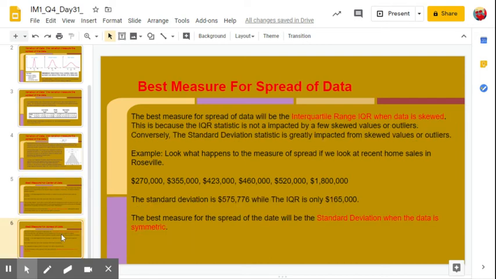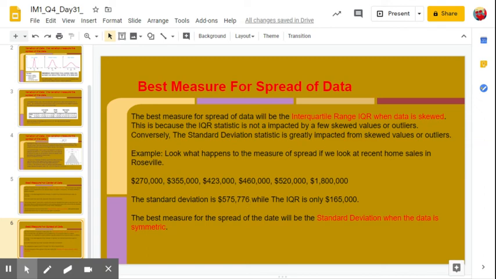All right, so the best measure for the spread of the data. We kind of already talked about it, but I want to summarize it here. The interquartile range is going to be best when the data is skewed. With our home example here, if I looked at standard deviation and I looked at the IQR, look at the difference. The standard deviation is 575,000. One standard deviation, 575,000. Well, from the mean, plus 575,000, from the mean, minus 575,000, that is a huge, huge spread in the cost of the homes.